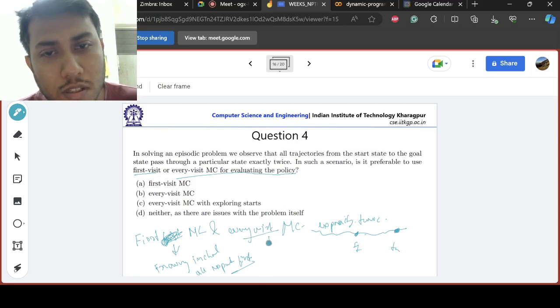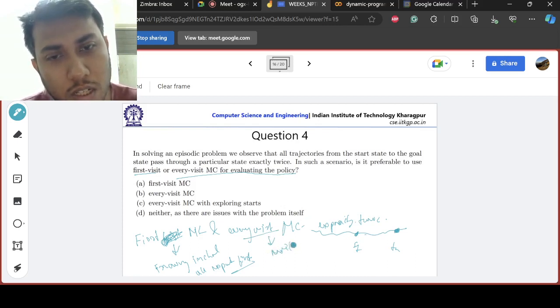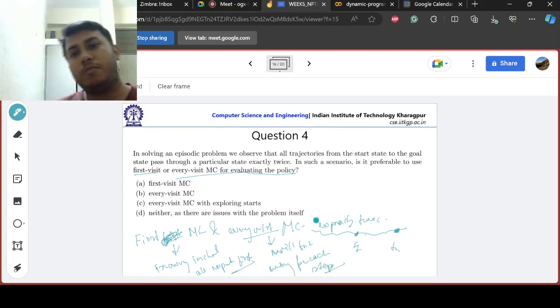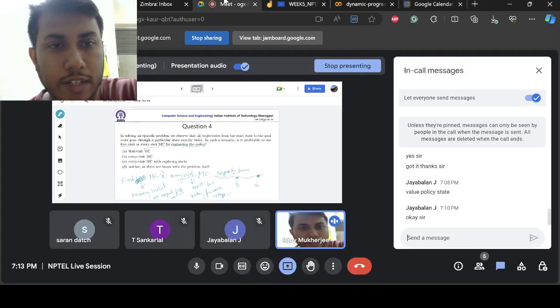Every visit is the opposite. Not exactly opposite, but it goes one step ahead and says no, I am fine with all of them. We will take the average for all steps, each step. So in first visit MC, you don't take the first step, but in every visit MC you take every state, even the first step included.